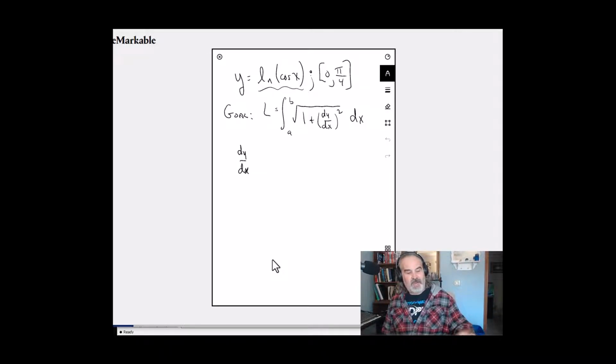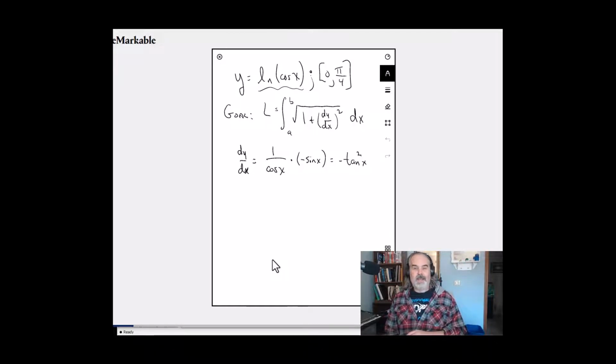So up here we have the natural log of something, and if you're good at the chain rule, you know that the derivative of the natural log of something is 1 over that thing times the derivative of that thing. The derivative of cosine is negative sine, and you may remember that sine over cosine is tangent, so this becomes a negative, whoops, I jumped the gun. It'll become a negative tangent of x. Okay, now the square of that for this term is tangent squared, and then we're going to add 1 to it. So I'm going to go ahead and build that all at once.